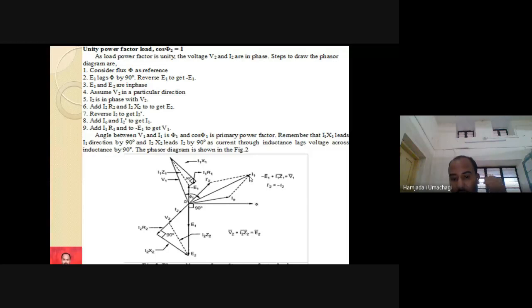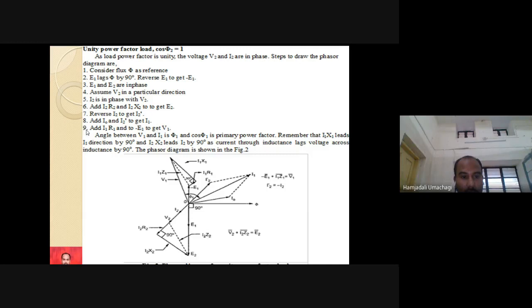Yes, vector sum is I1. So take the anti-phase of I2. This will be I2 dash, and this is my no load current I0. If I take the vector sum of I2 dash and I0, then this will be my primary current. Is it clear? Reverse I2 to get I2 dash. Then step number 8 is add I0 and I2 dash to get I1.